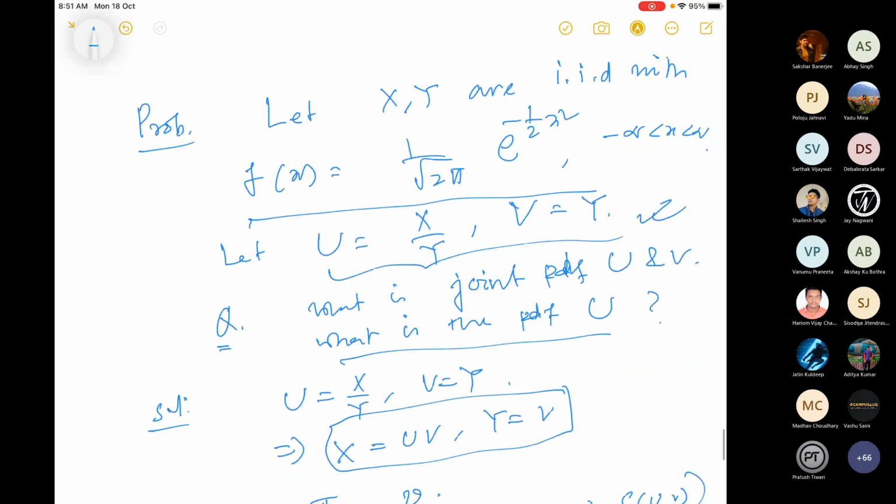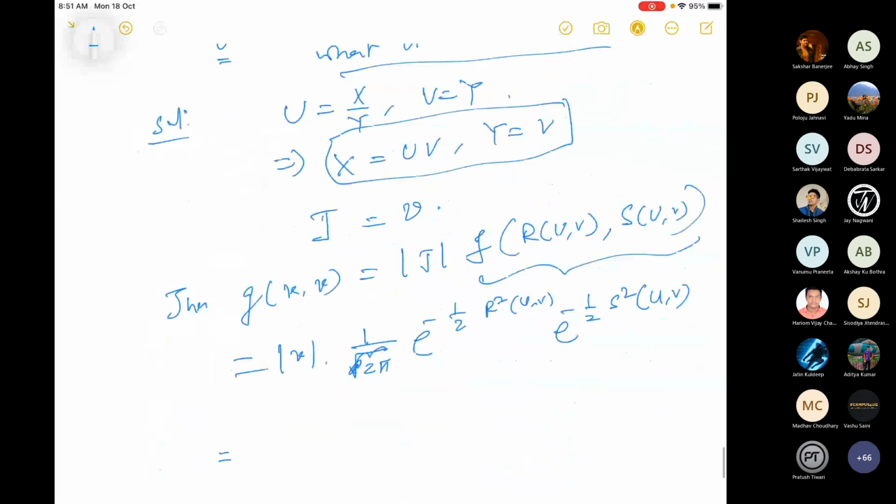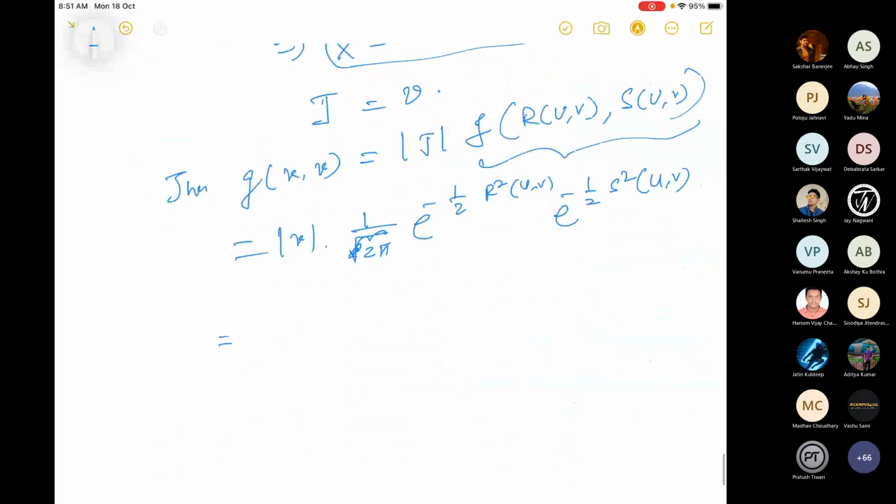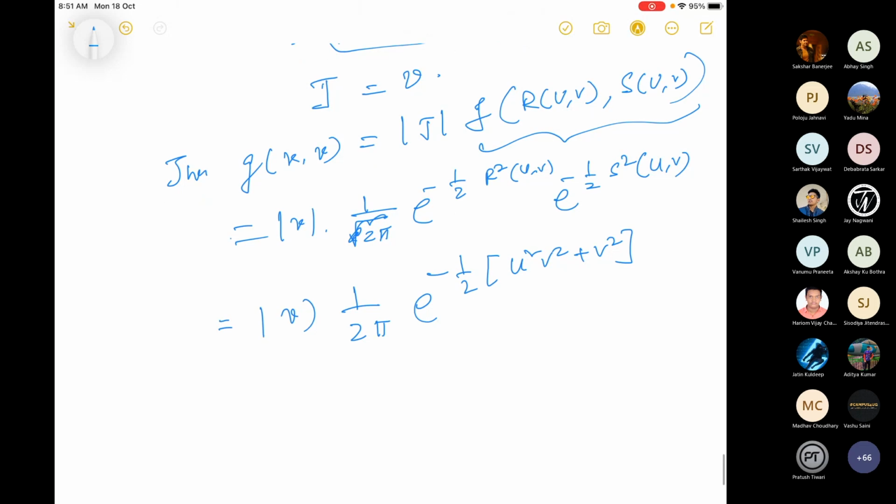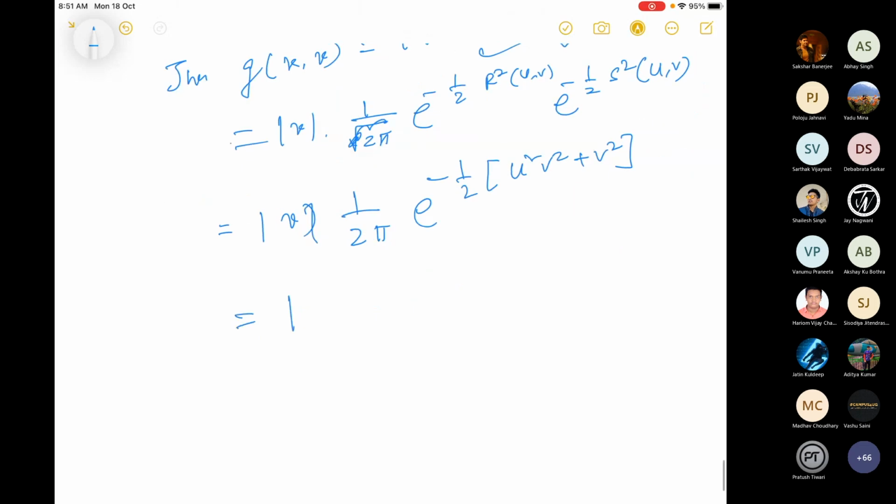R is uv, I think, right? R is uv and s is v. So this will be mod v times 1 by 2 pi e to the power minus half. You can take that common. R square will be what? U square v square plus v square. Okay, you can take v square again here. So this is mod of v times 1 by 2 pi e to the power minus half v square (u square plus 1).